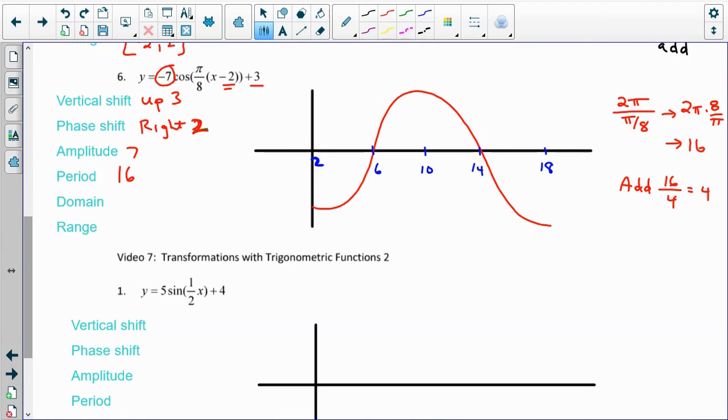I have a vertical shift up 3. So my y value at my midline is 3, and then I subtract 7 and add 7 to figure out what that is. So range goes from -4 to 10, and the domain is -infinity to infinity.